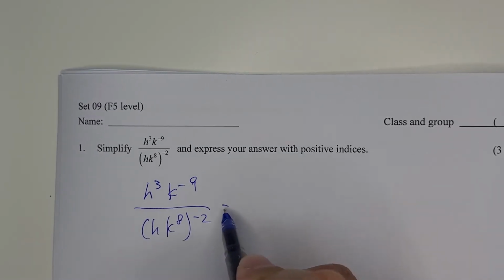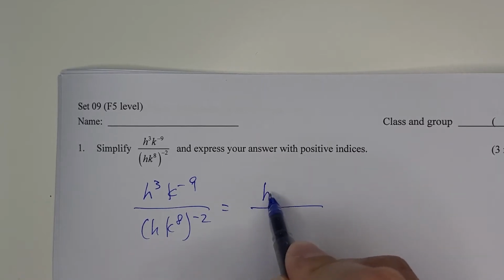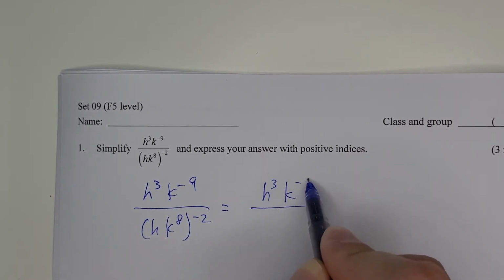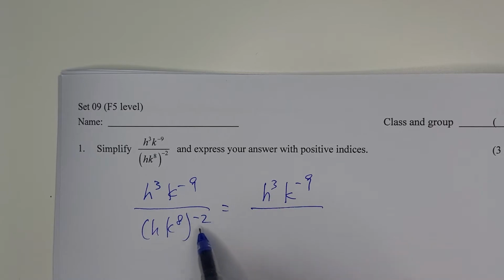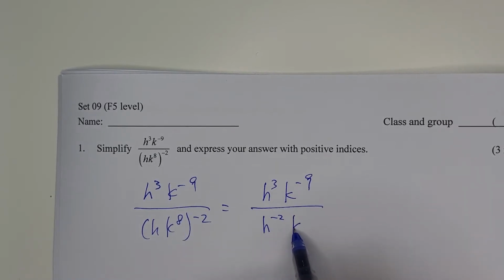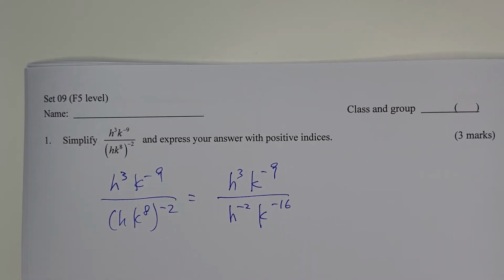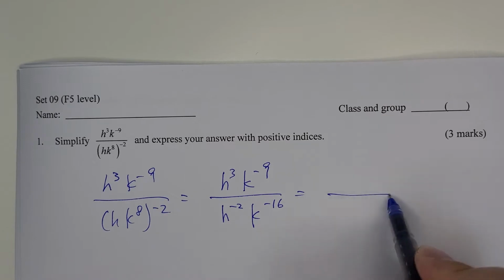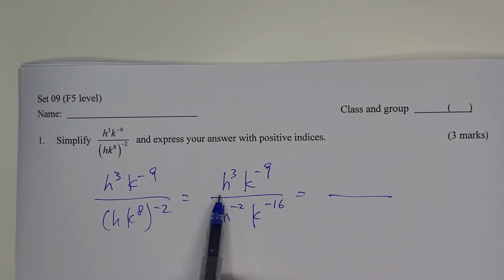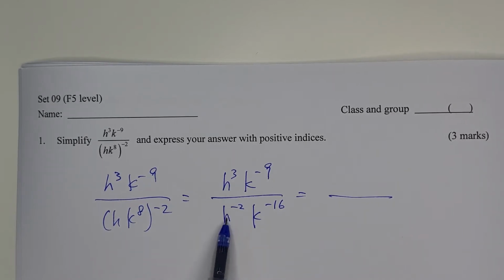That can be simplified as h cubed k to the power negative 9, and you need to multiply this negative 2 inside the bracket. So h to the power negative 2, k to the power negative 16. Okay, and the next step you should do is, when you are doing the division of algebraic expressions, you can see there are same bases, so you can perform the subtraction of the index.